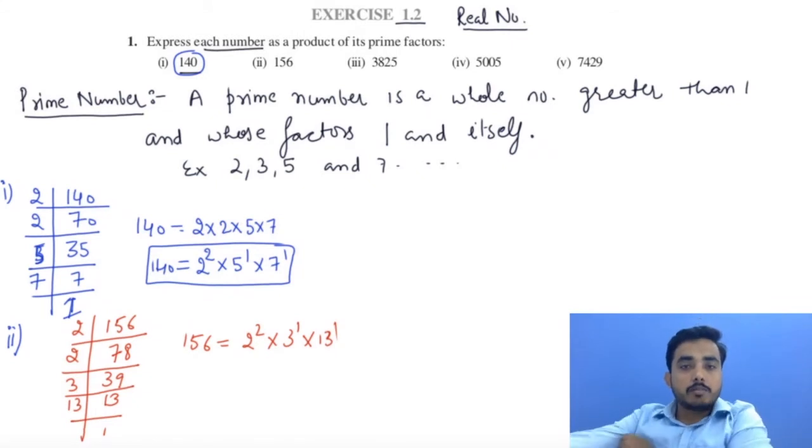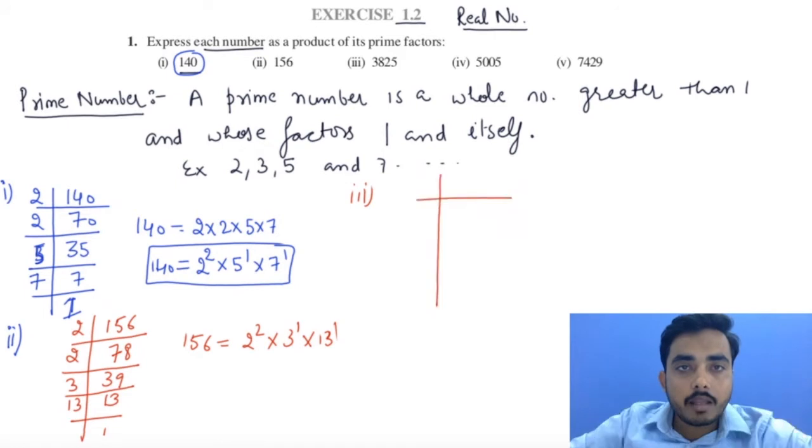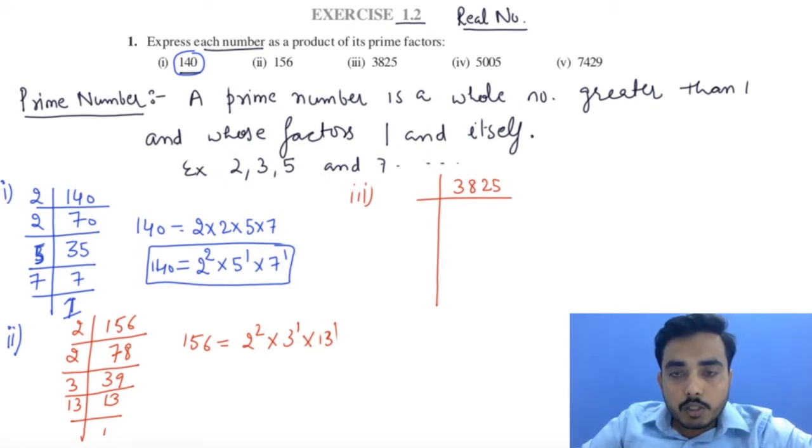Okay, now let's move to part 3. So in part 3, the number is 3825. So this is an odd number, so it will not be divisible by 3. Sorry, it will not be divisible by 2. So let's divide this number by 3. So this is 1, 2, 7, 5. So this is again divisible by 3, and we get 4, 2, 5. Okay.